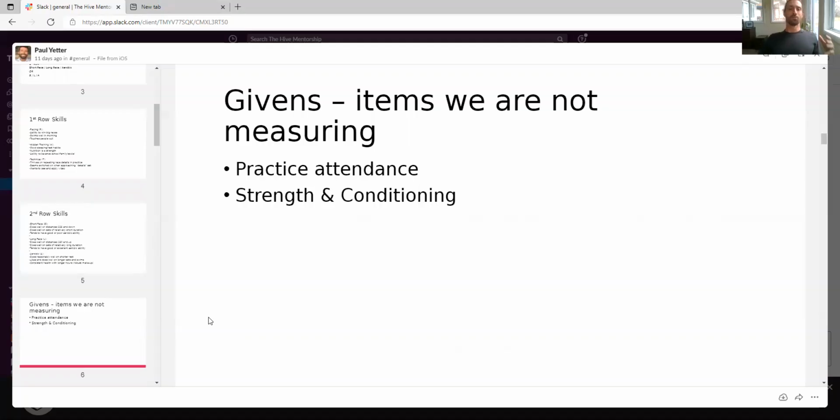So some of the givens as we're going through this: we're not going to measure practice attendance. It's sort of given that these athletes we're talking about are in the top 10% of your group. And for the strength and conditioning aspect, the given for my squad is that they do 2 hour-long or so sessions each week before practice in the water. So those are the givens.